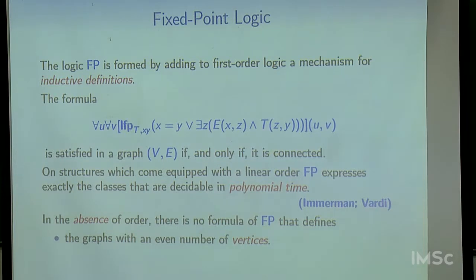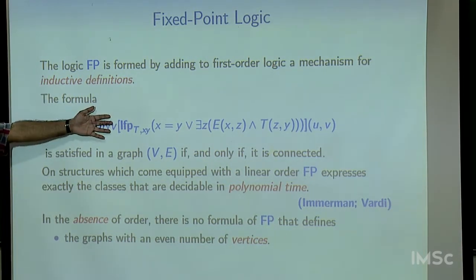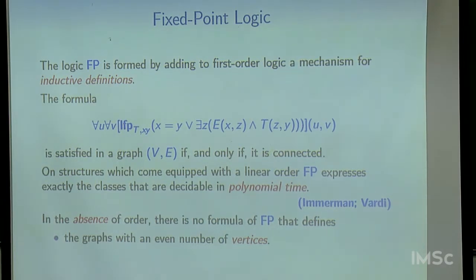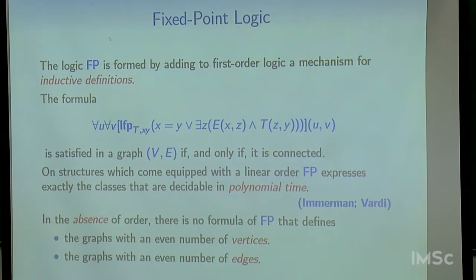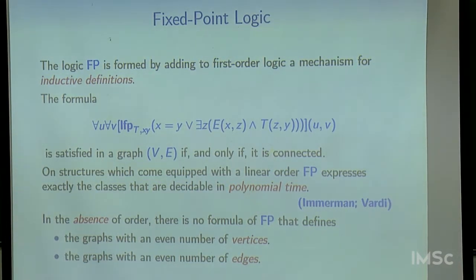In the absence of order, we know that fixed point formulas can do connectivity, and can do P-complete problems like the circuit value problem, but we can't say that the graph has an even number of vertices, or the graph has an even number of edges. These are undefinable, and this is known by fairly simple, at least now we think of them as simple, Ehrenfeucht-Fraïssé game arguments. Meaning? Well, exactly. I'll say a little bit more. You don't have to go to second order. We'll see in a moment.